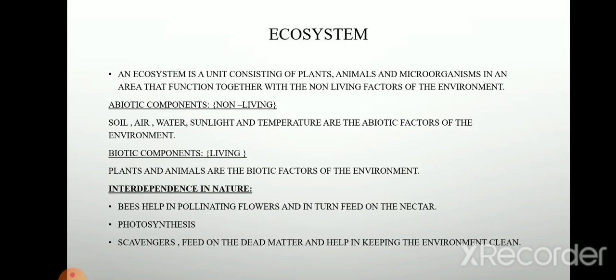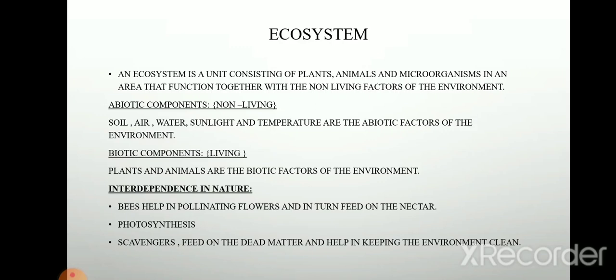Now ecosystem has two components. Abiotic, which we have already seen, is the non-living part: the soil, air, water, sunlight and temperature all come under the abiotic factors. And biotic factors are the living factors, that are the plants and animals, even the microorganisms, that come under the biotic factors of the environment.